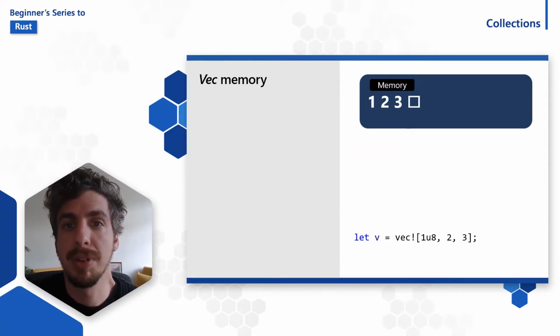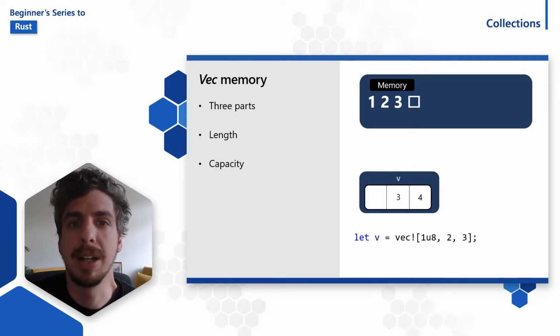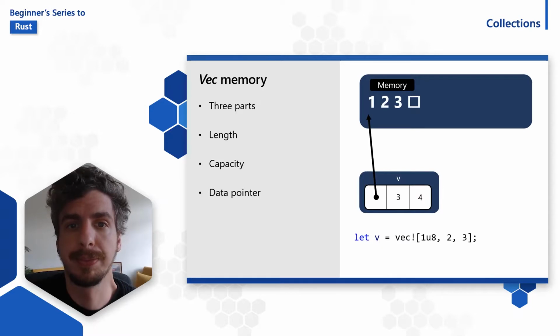A vec is composed of 3 parts. First, a length, which is 3 in this case. Second, a capacity, which is the amount of room our vec is reserving for its items on the heap. The vec here has reserved space for 4 items. Once the 5th item is pushed onto the vec, it will automatically allocate more memory. Lastly, the vec has a pointer to its data.